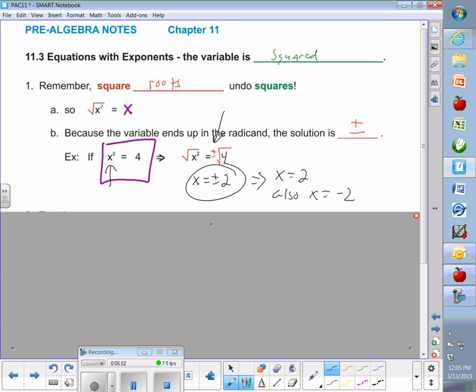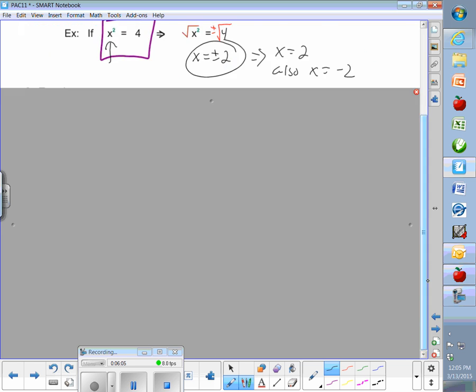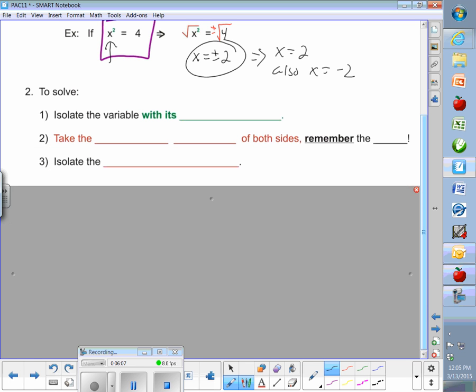Do you think students often forget the plus minus? Say it out loud. What do you think? Yes or no? Yeah. Don't be one of those students, okay? Because again, you're only going to get half the answer, and that's not going to be good enough. Okay? All right, so let's learn the methodology.